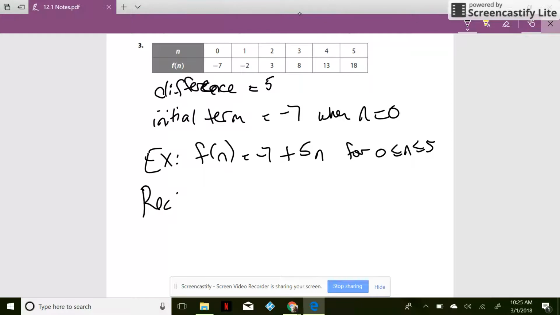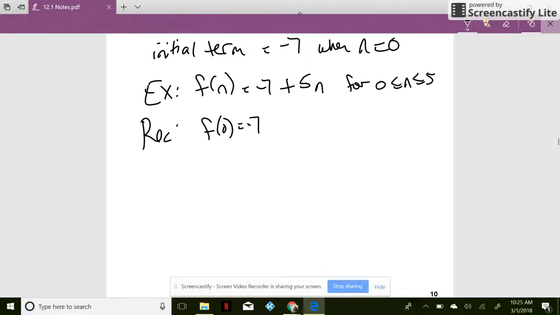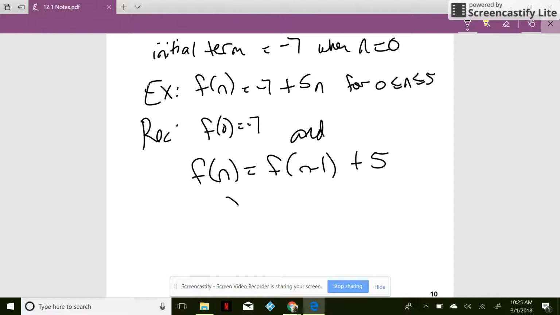And then the recursive, the first thing we say is what's our original point, so f of 0 is equal to negative 7. Then we'd say our function, f of n is equal to f of n minus 1 plus the difference 5, for our values of n between 1 and 5, since we already stated our original position.